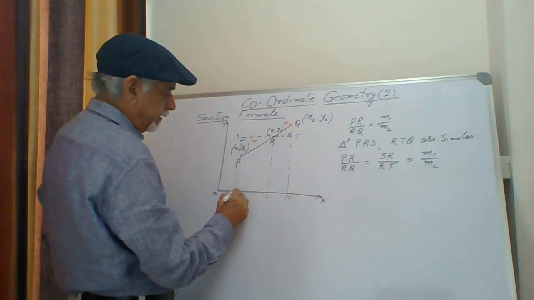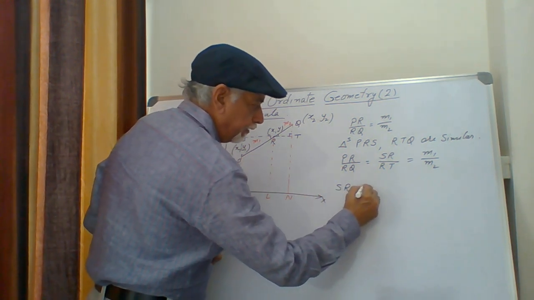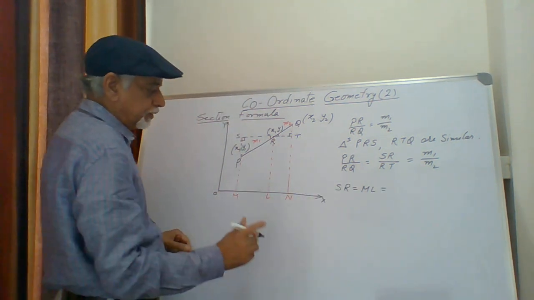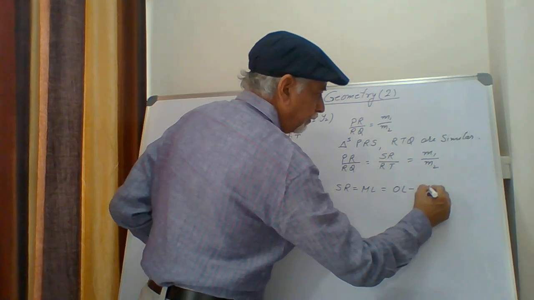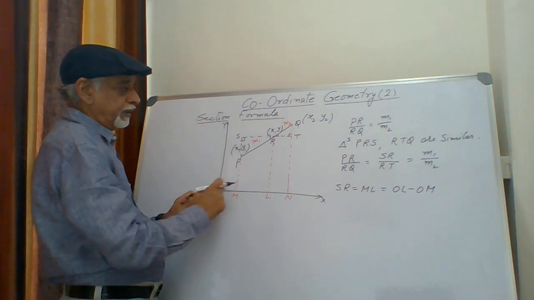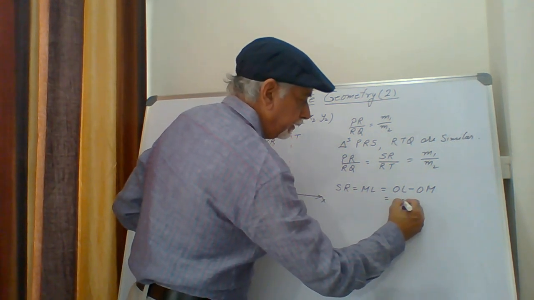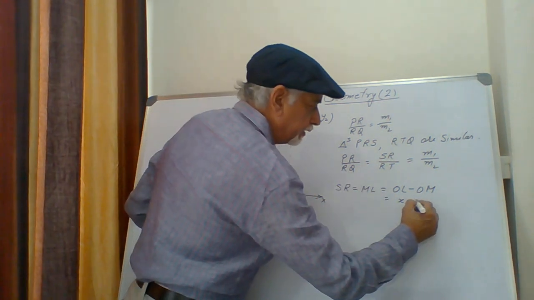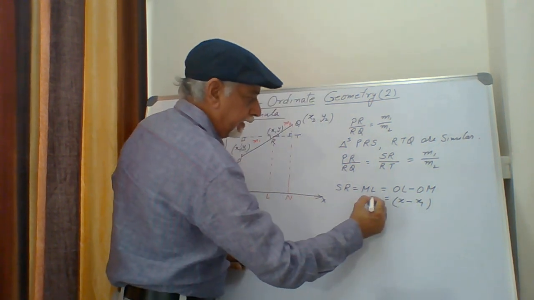SR can be written as equal to ML. So I write SR is equal to ML, and again ML is the difference of OL and OM. What is OL? OL is the X value for the point R, so we write this as equal to X only. And what is OM? OM is the X value for the point P, which is equal to X1. So this is one value for SR that I get.